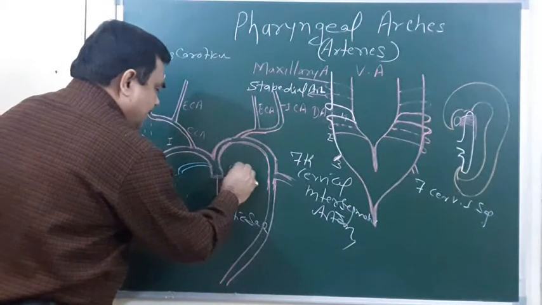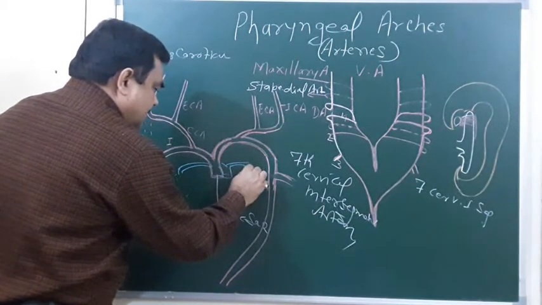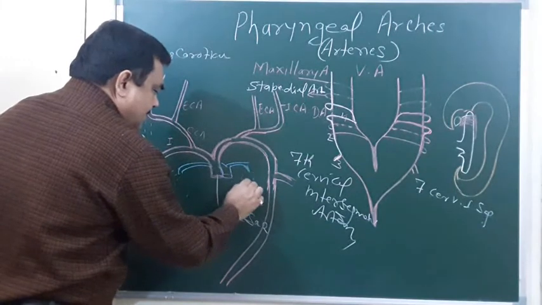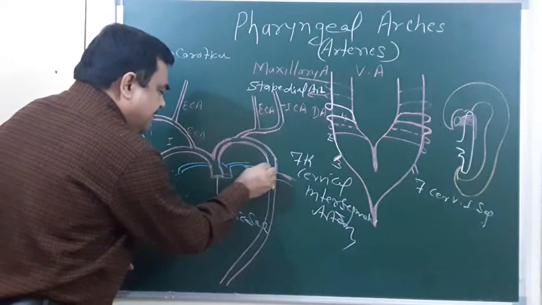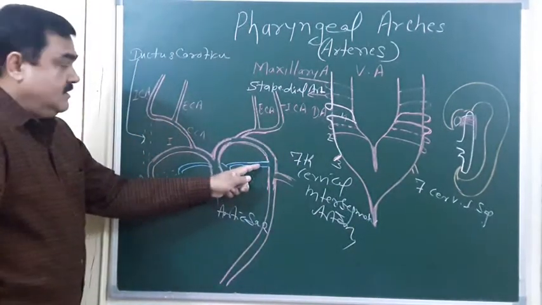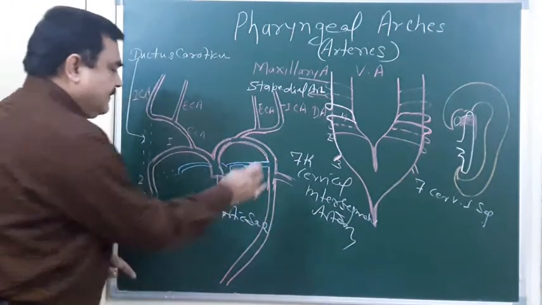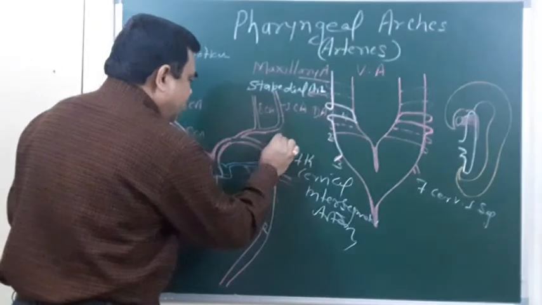And this is the left side. Here, this proximal part turns towards the developing lung, and this distal part, it is also present. This part is known as the ductus arteriosus.